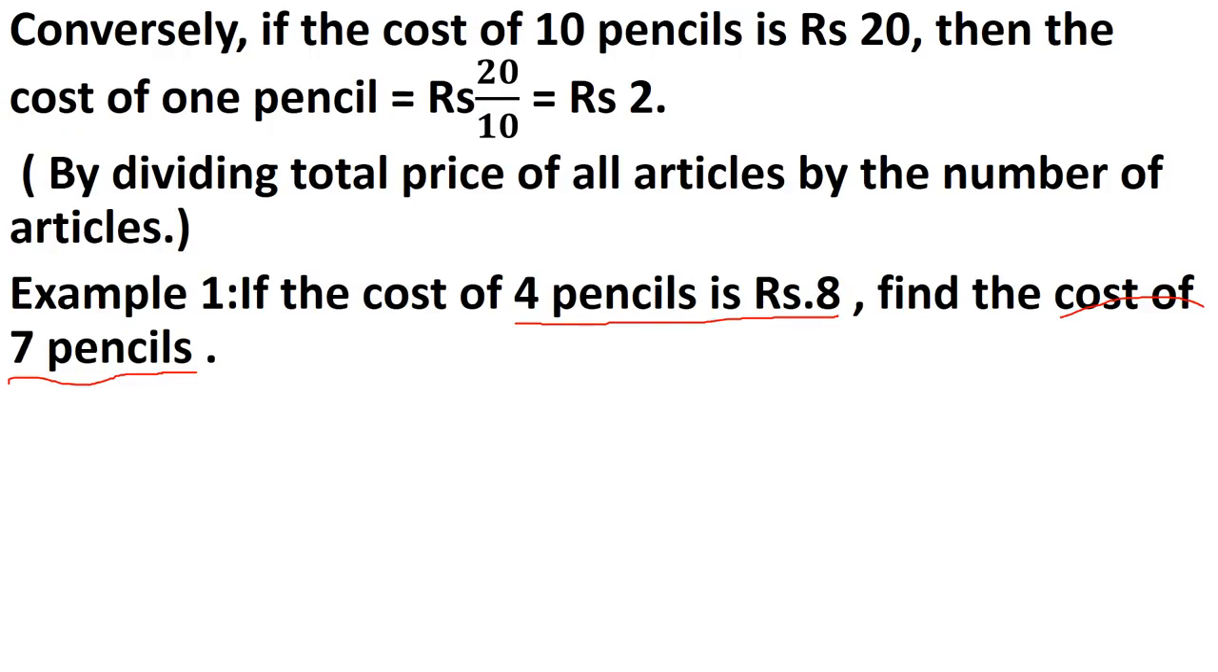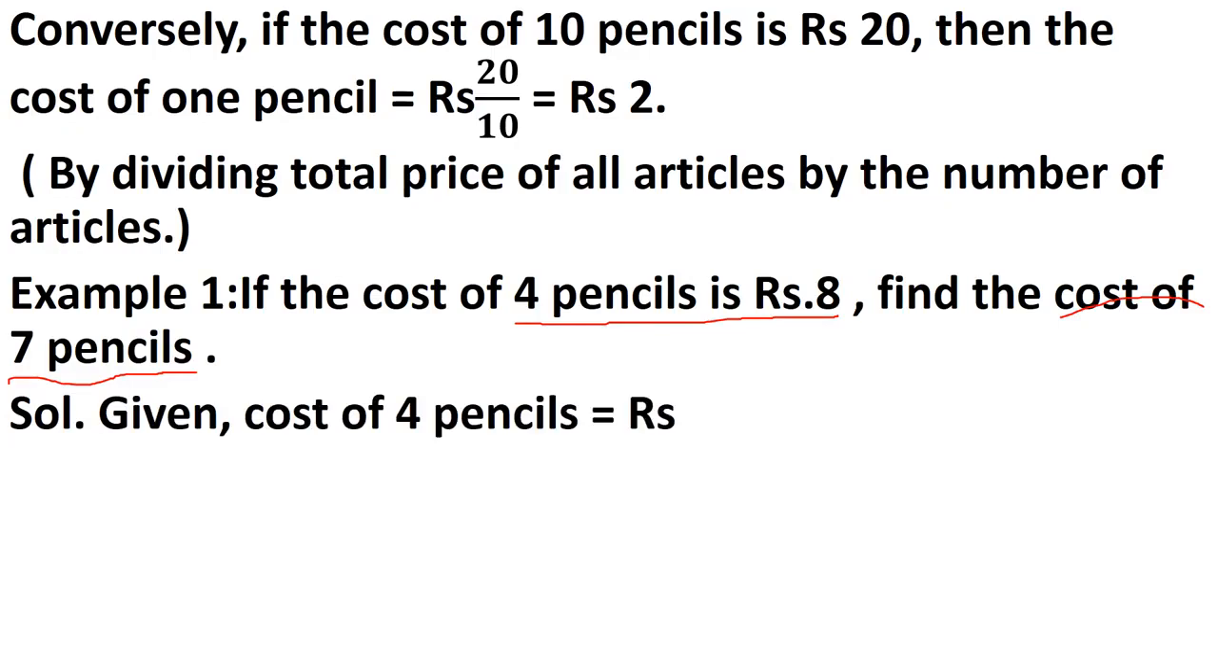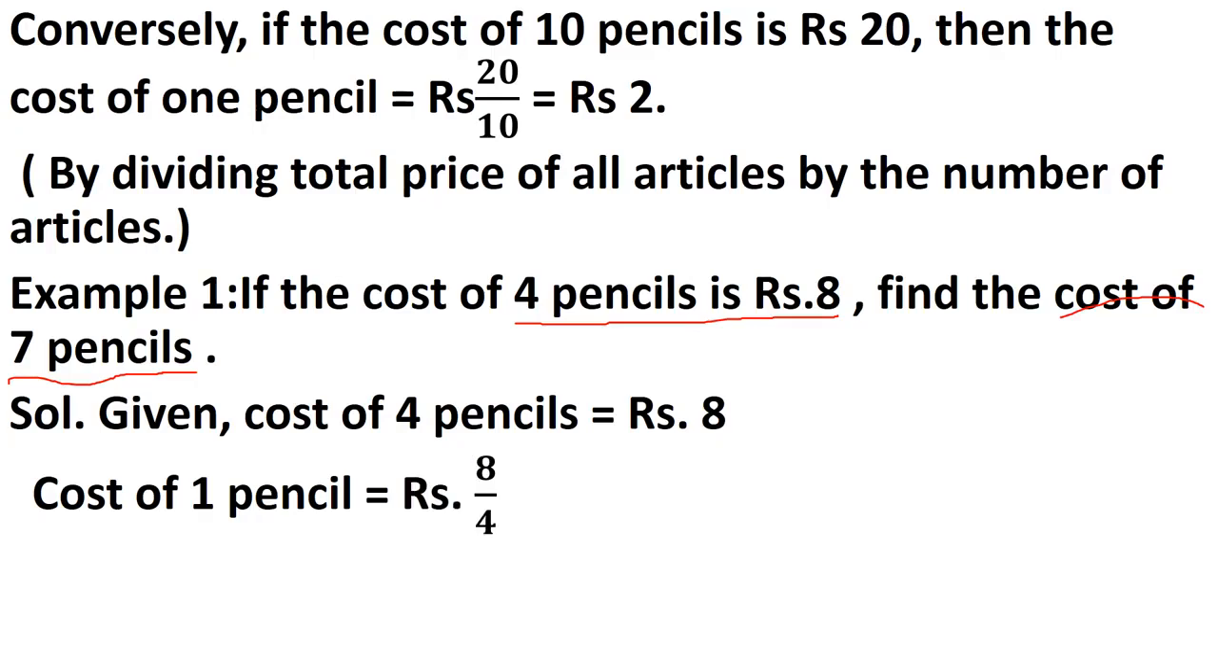In such type of questions, first of all, we need to find out the cost of one article. And how do you find out the cost of one? By dividing. See the solution. Given, cost of 4 pencils is equal to rupees 8. Now find out the cost of one. Cost of one pencil is equal to rupees 8 divided by 4, which is equal to rupees 2. This is the cost of 1 pencil. But we need to find out the cost of 7 pencils.